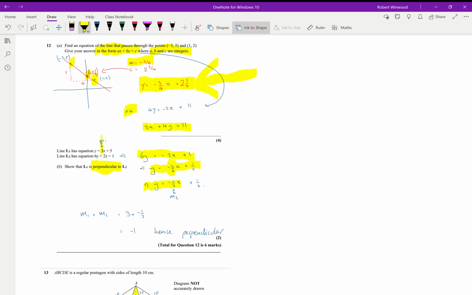So in the form y equals mx plus c, that's the equation of this line. So I know that for this line, the gradient is minus 1/3. So when I times the two gradients together, the 3 from the first line and the minus 1/3 from the second line, yes, they do give me minus 1, which is enough to prove that they're perpendicular.